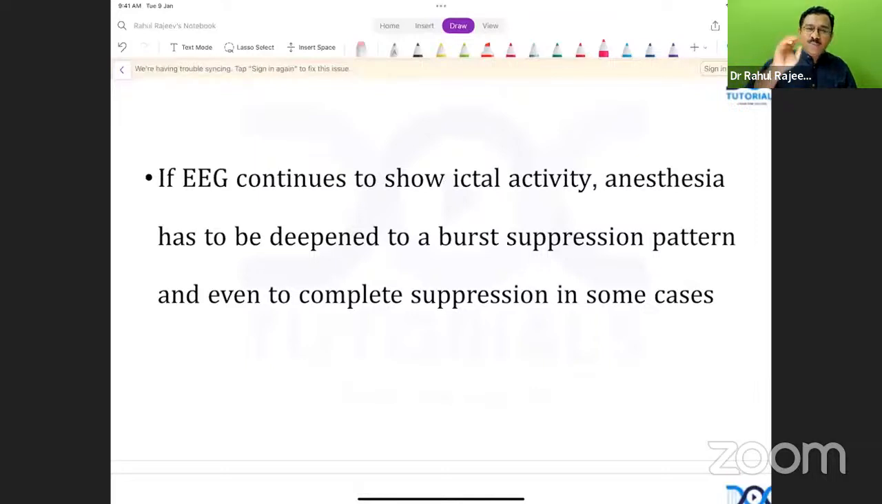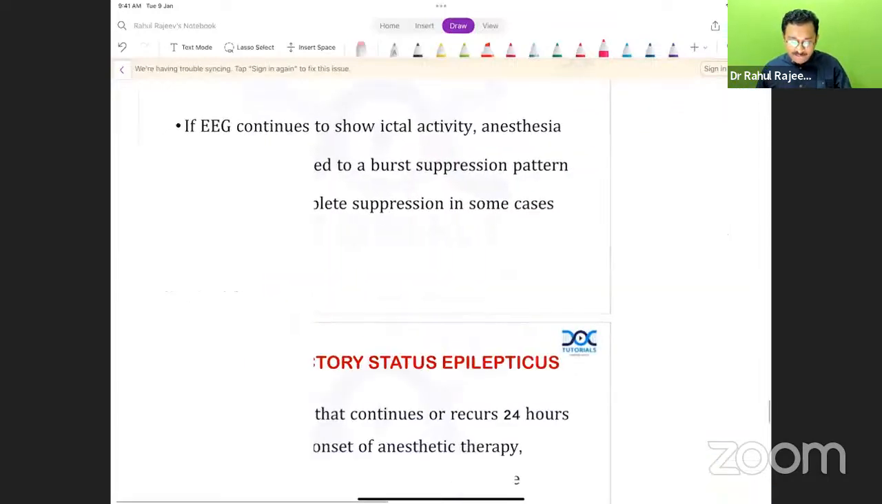What is your target? See, one target is clinical or electrographic seizures. But sometimes you need to be more aggressive, especially when you started off a benzodiazepine and still the patient is showing ictal activity, then you should go for a deeper level of anesthesia, to get a burst suppression pattern in the EEG, or sometimes even a complete suppression pattern in the EEG. But the problem is when you try to attain a burst suppression pattern, you will require higher doses of anesthetic agents, and you know that higher doses of anesthetic agents are associated with various complications. That is the problem. Okay, so that is very, very important.